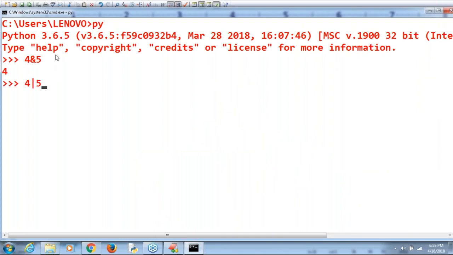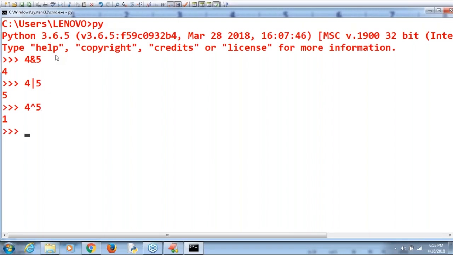4 or 5, what answer are we going to get now? 5 itself is the answer. 4 XOR 5, what answer are you going to get now? Now the answer is 1. Up to that we covered already, right?